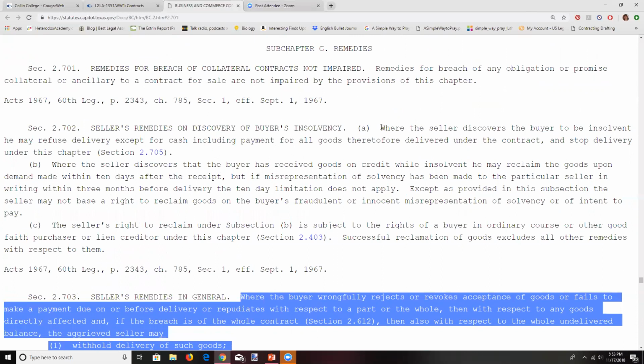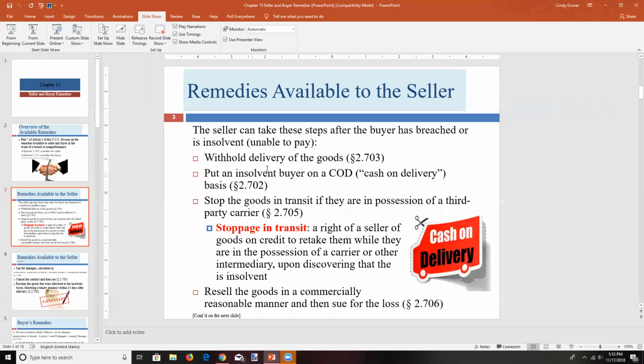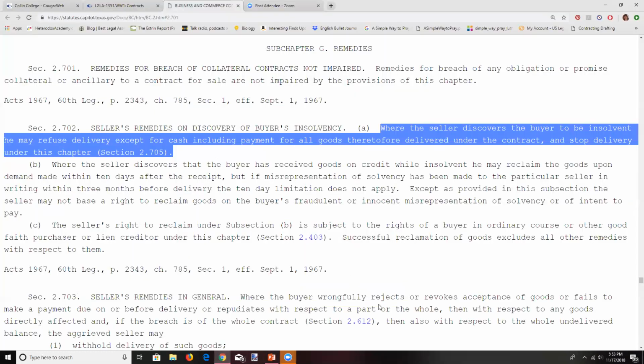Let's see, here we go, this one right here. Where the seller discovers the buyer to be insolvent, he may refuse delivery except for cash, including payment for all goods theretofore delivered under the contract, and to stop delivery under the chapter. So that's the cash on delivery situation. Stop goods in transit if they are in possession of a third-party carrier. Let's look at that one.